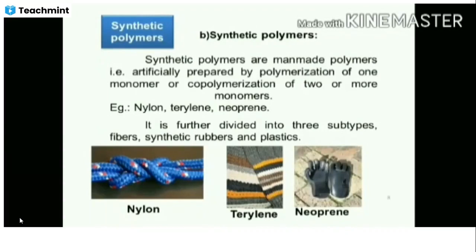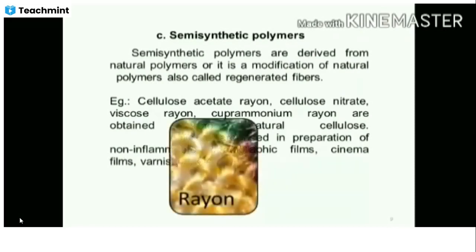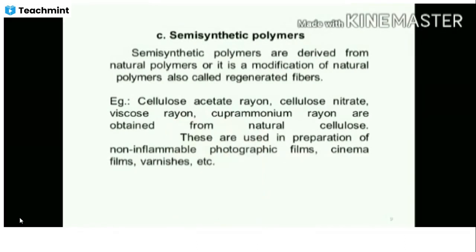Next, semi-synthetic polymers. Semi-synthetic polymers are derived from natural polymers, or it is the modification of a natural polymer, also called regenerated fibers. Example: cellulose acetate rayon, cellulose nitrate viscose rayon, cuproammonium rayon are obtained from natural cellulose. These are used in preparation of non-inflammable photographic films, cinema films, varnishes, etc.